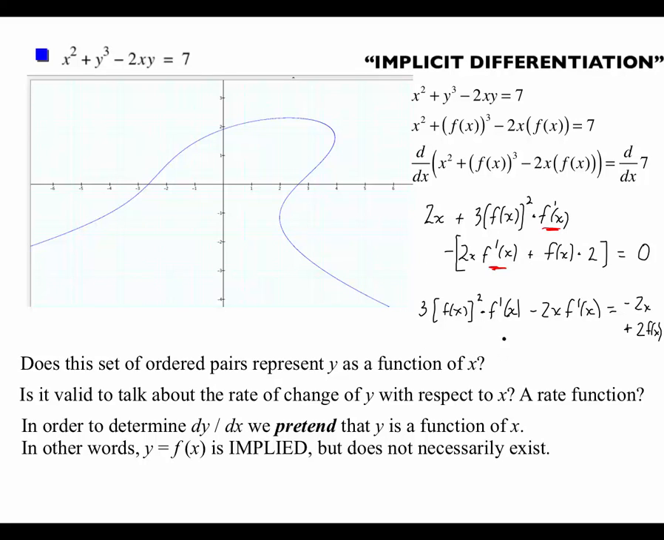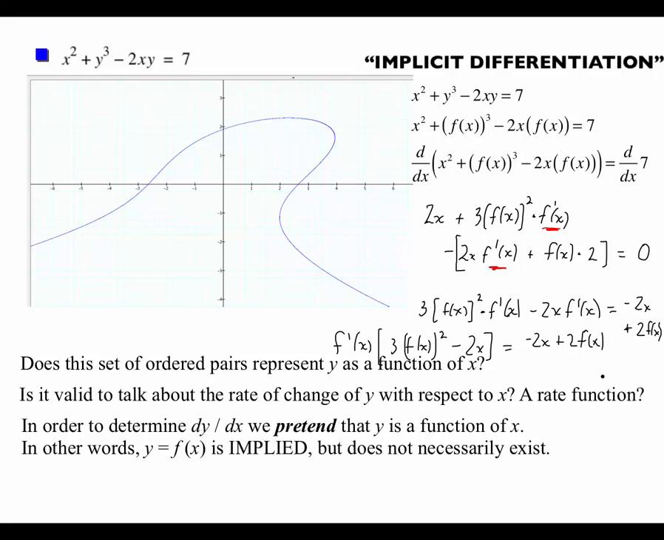F prime. And so we've got 3 f of x squared minus 2x, and that equals minus 2x plus 2 f of x. We got one more step.